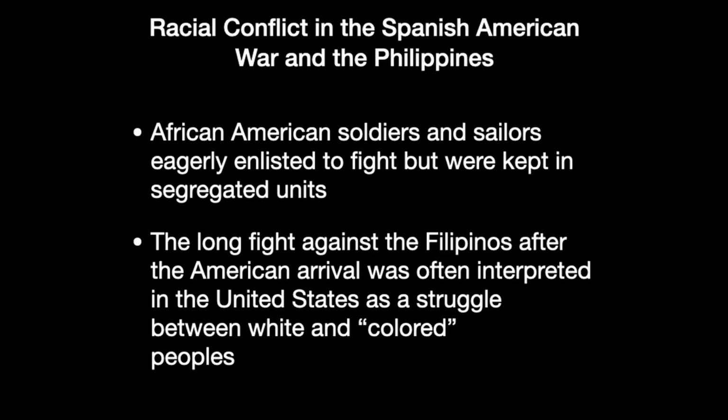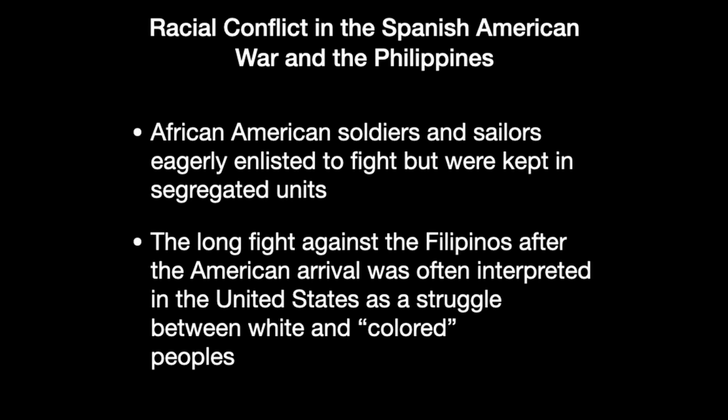All right, and finally, we have racial conflict in the Spanish-American War and in the Philippines. So African-American soldiers and sailors eagerly enlisted to fight, but were kept in segregated units. So again, you understand what segregated units are. It's all black units. Again, we're going to see that again in World War II. Not a lot has changed racially. Yes, there's no more slavery, but in the South you still have Jim Crow laws, etc. So we're going to be talking more about that.